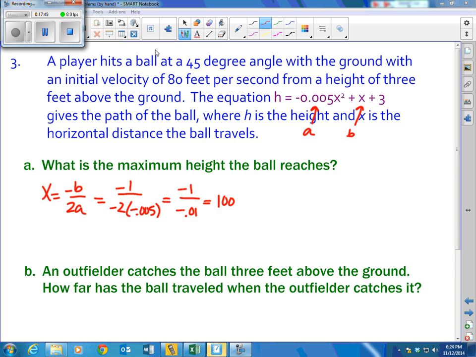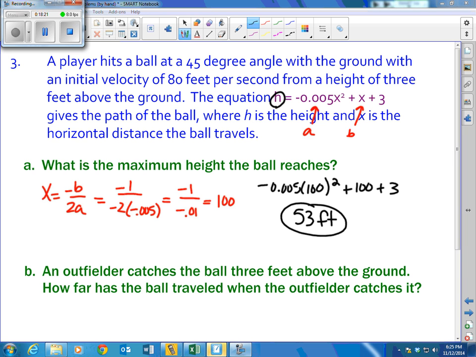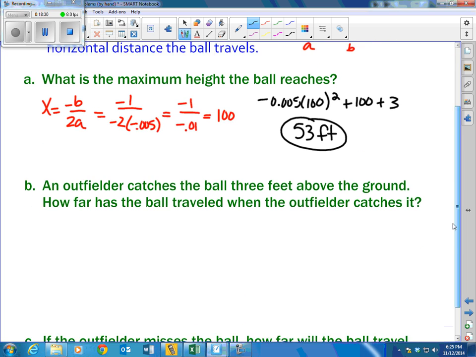And in this equation, the x value stands for the horizontal distance that the ball travels. I want to know the height, so I have to plug that in. And so when I plug that into my equation, I will go negative 0.005 times 100 squared plus 100 plus 3. When you simplify all of that, you should get 53 feet. That is the y coordinate or the h in your problem here. So the maximum height it reaches is 53 feet, and the horizontal distance it took to get there was 100 feet.